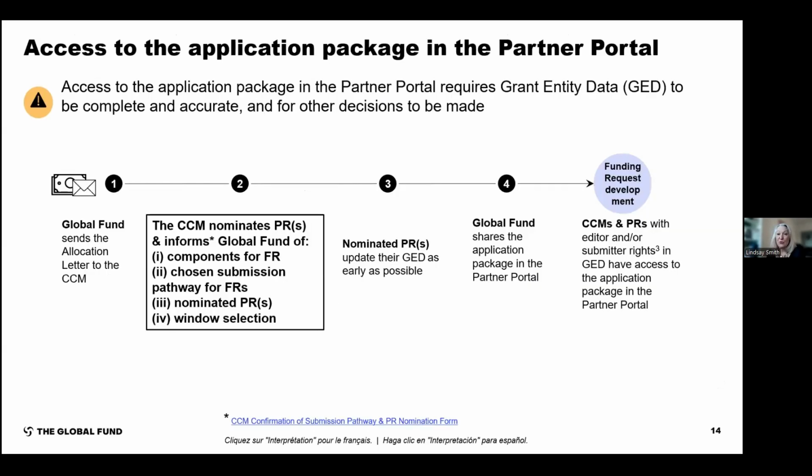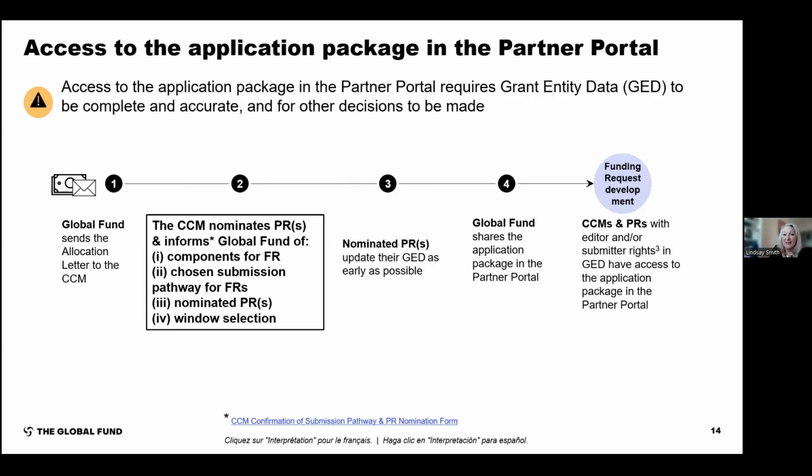In order to be able to have the funding request created and the documents shared in the partner portal, the CCM will need to make some operational decisions, and they'll need to do that quite quickly if they want to come to window 1 or submit their documents even in window 2. It's important that the CCM identifies for the Global Fund, and we have a form that you can fill out called the Submission Pathway and PR Nomination Form, which components will be included in the funding request. For example, if you have both HIV and TB, are they coming in the same funding request, or are they coming in separate funding requests in the same window?